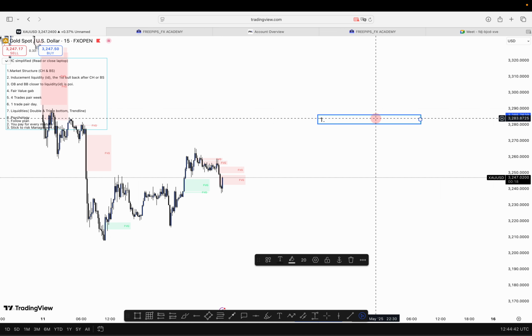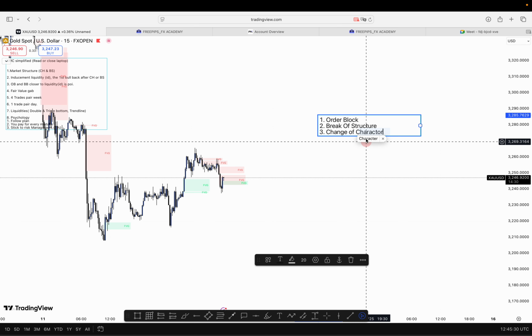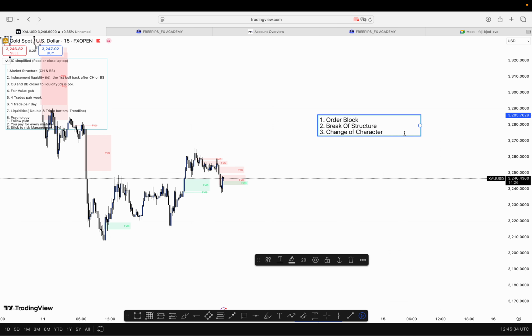Talk about one, order block, two, break of structure, three, change of character. So these are the three things we are talking about today.